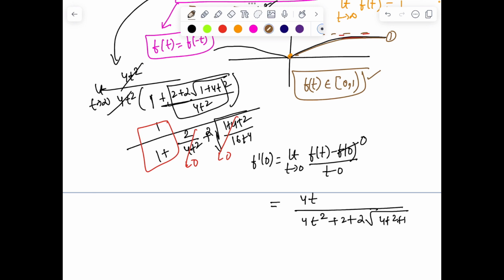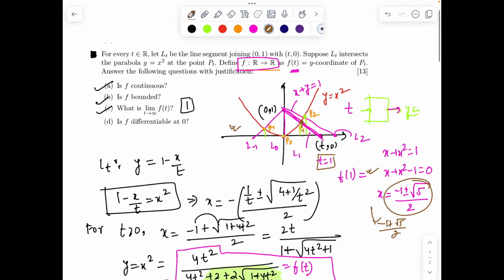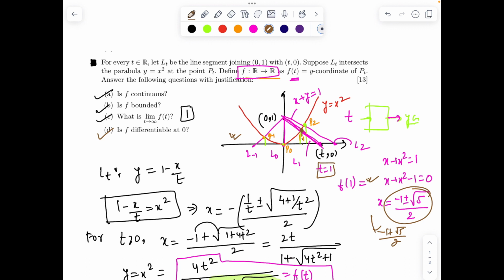And this limit is not an indeterminate form, because when t is tending to 0, the denominator is clearly 2 plus 2, which is 4, and 0 by 4 is 0. So yes, the limit exists and f dash 0 is 0. It means yes, it's differentiable at 0. So with this we got all 4 answers correct. If it is a JEE Advanced type, then probably they'll give limit t tends to infinity as an option. So hence A, B, C, D, all 4 are correct over here.